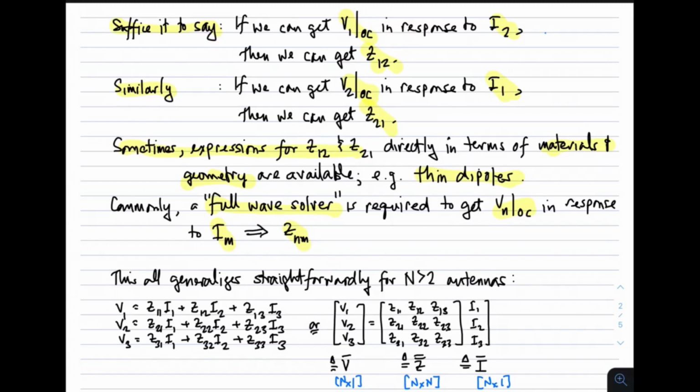Suffice it to say, there is a subproblem here where we're trying to find the mutual impedances, and there are multiple paths. Some cases you have equations to do that, relatively few cases, again, primarily thin dipoles, but in general, you could consider using a full wave solver to find voltages in response to currents and thereby get mutual impedances.